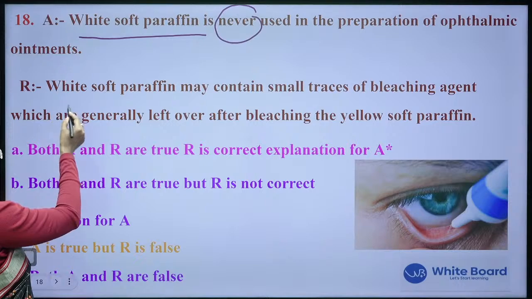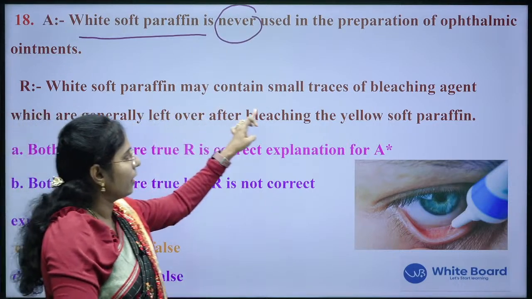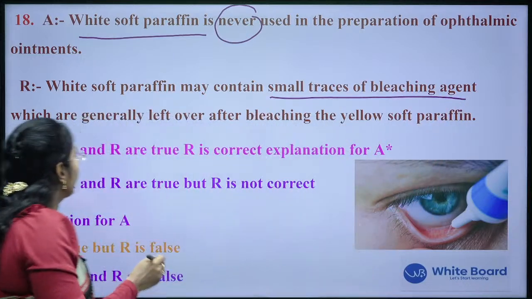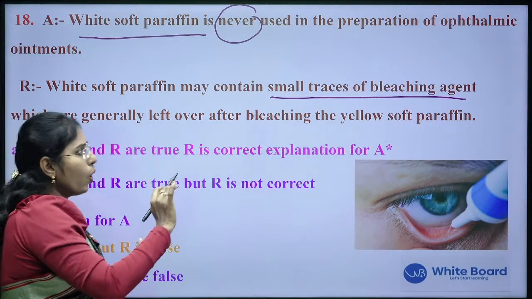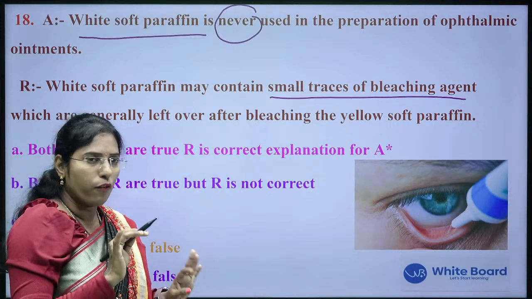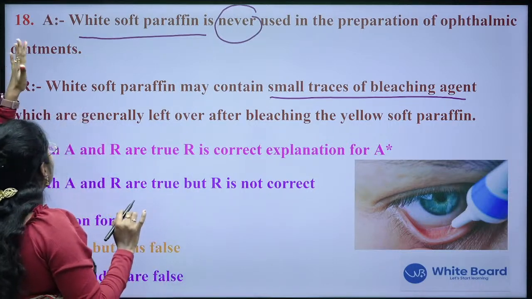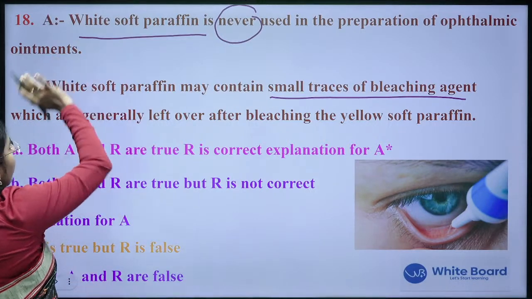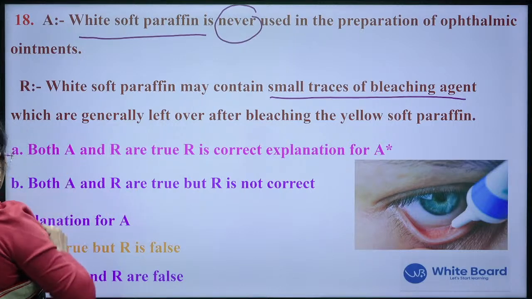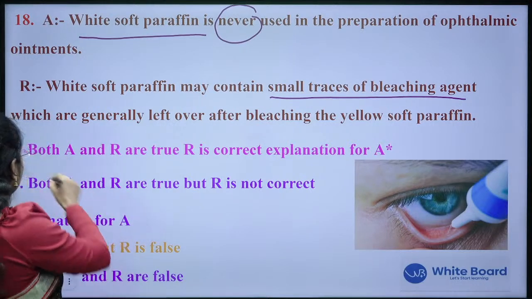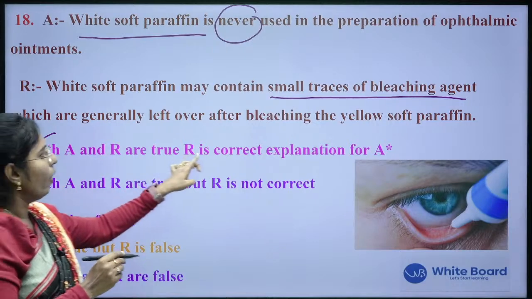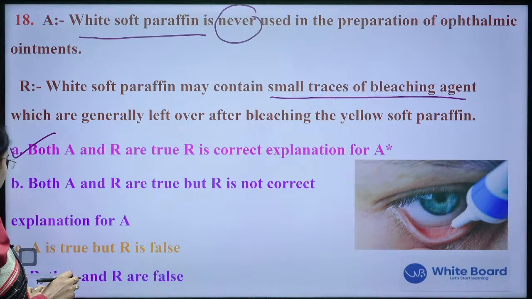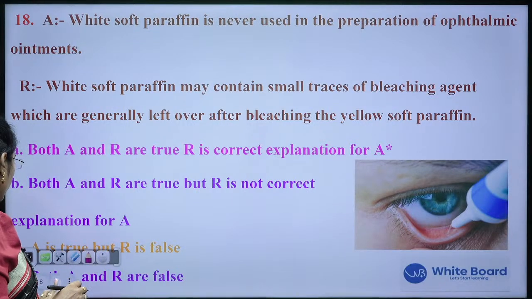Here the reason is white soft paraffin may contain small traces of bleaching agent, which are generally left over after bleaching the yellow soft paraffin. Yes, that is true. So, the assertion is correct, the reason is correct and R is the correct explanation of A. So, the correct answer is: both A and R are true and R is the correct explanation for the assertion. So, the first option is the correct one. Coming to the next question.